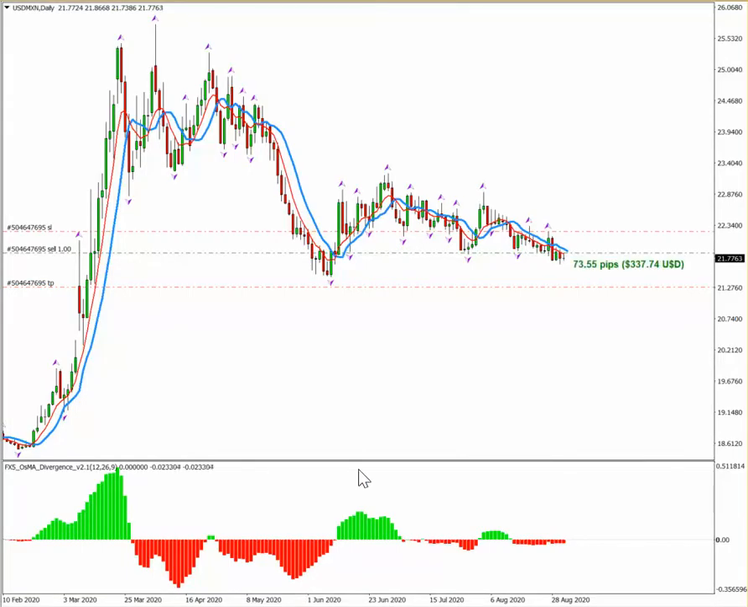So this is it. This is the outlook for the beginning of September, and maybe I'll make another video in a week or so when the trades come to a close, or when I'm ready to take some profits. That's it for now.